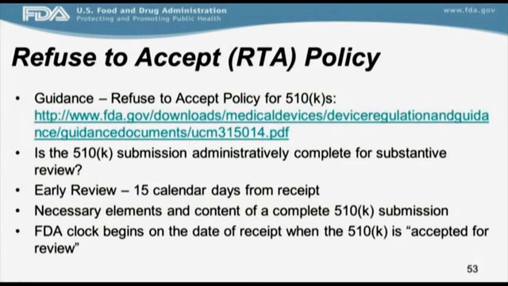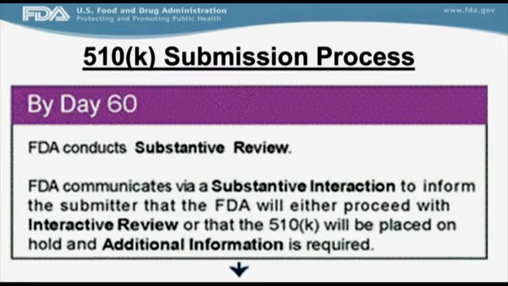It provides a great checklist so that you can make sure that you're meeting all of the administrative requirements of your 510K. That's the purpose of the refuse to accept policy: to make sure that your 510K is administratively complete and that the reviewer can conduct a substantive review. The FDA clock begins on the date of receipt when your 510K is accepted for review. So if your 510K does not pass RTA, it will be put on hold until you submit the necessary information. By day 60, the FDA will conduct their substantive review.